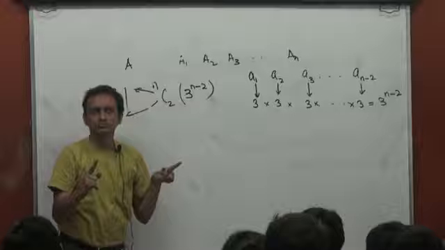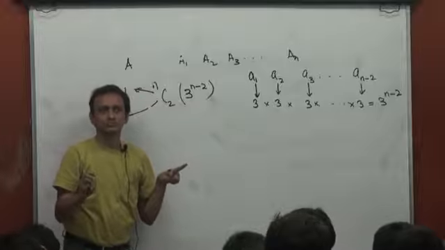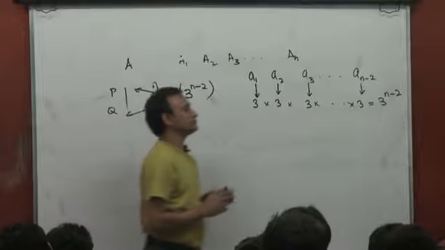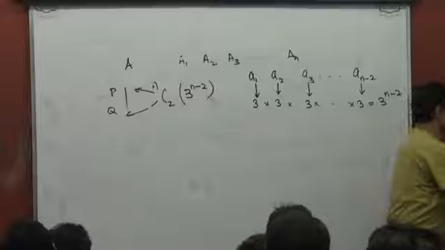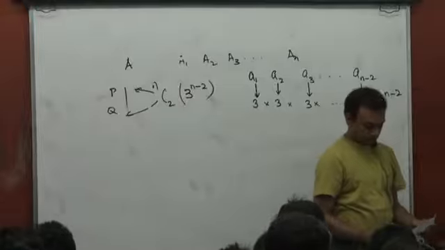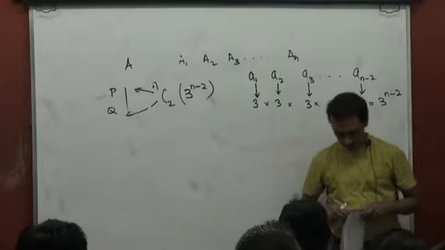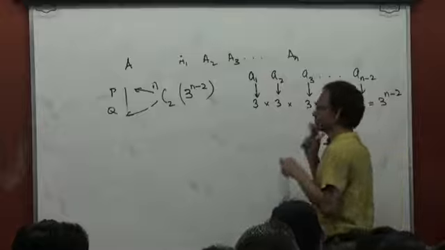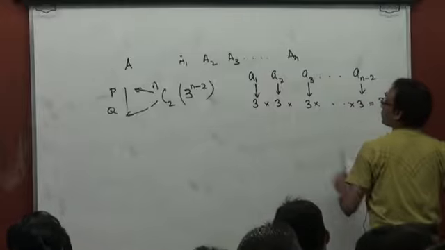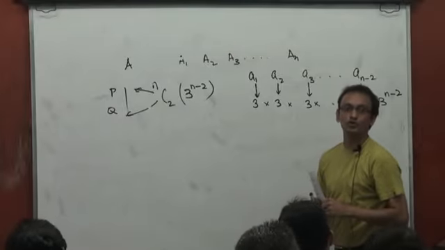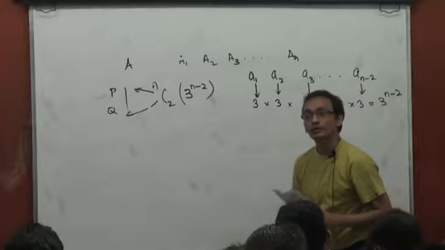Makes sense to you? So NC2 into 3 to the power n minus 2 ways of producing subsets P and Q having exactly 2 common elements.